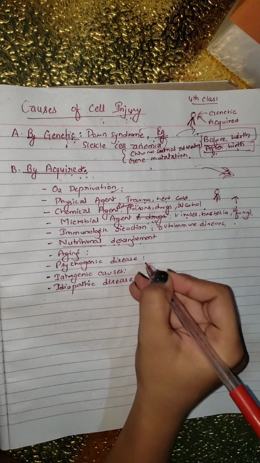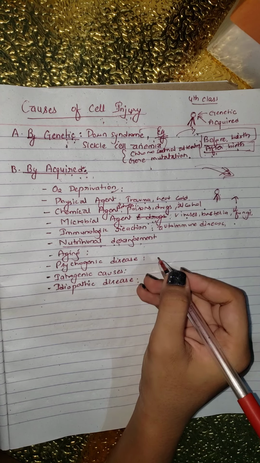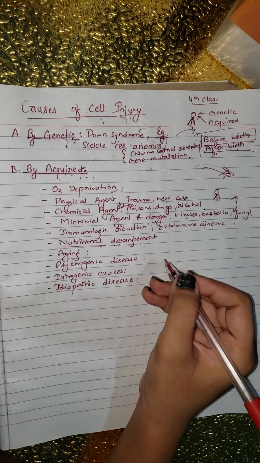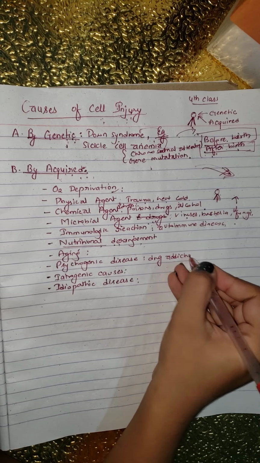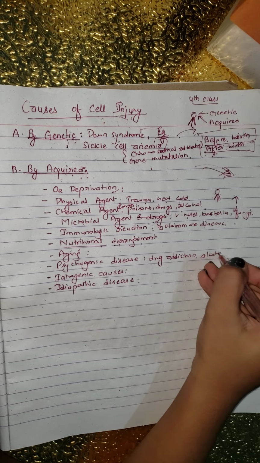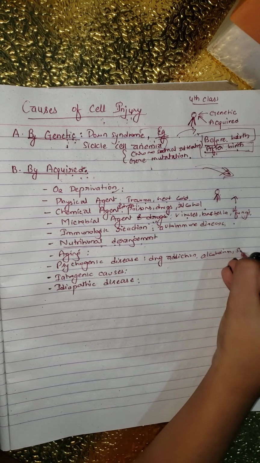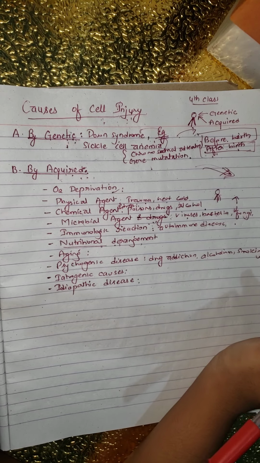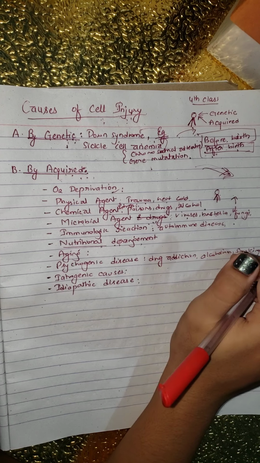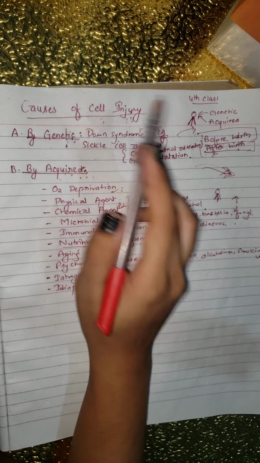And psychogenic disease is any kind of acquired mental disease, like drug addiction or alcoholism or smoking, etc. They can be psychogenic diseases. It will directly cause injury to the cell.